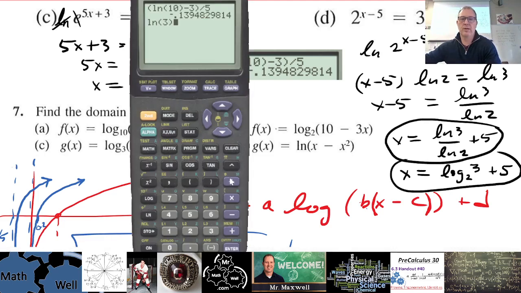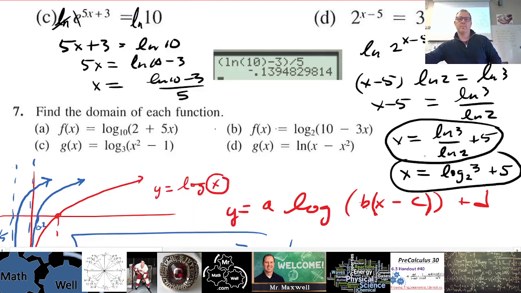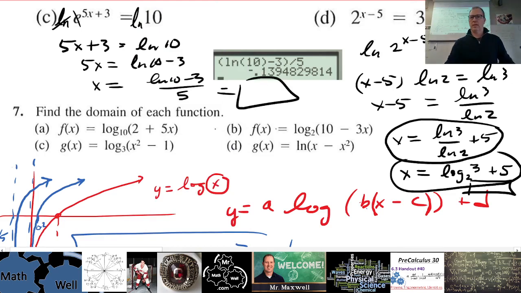ln of 3 divided by ln of 2 plus 5. What is that? I don't have the function on my calculator to put in different bases, so that's the way I would do it anyway. So it should be 6.58496, with 6 decimal places, 6.584963. Okay, there it is.